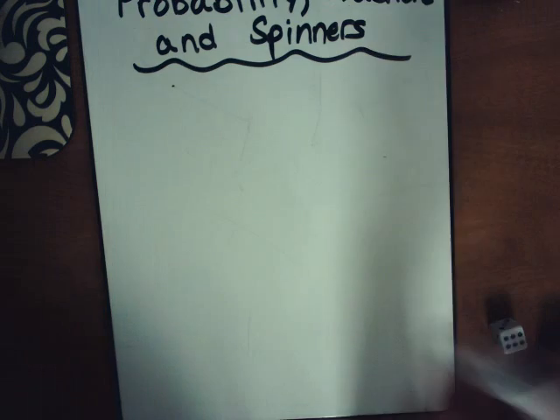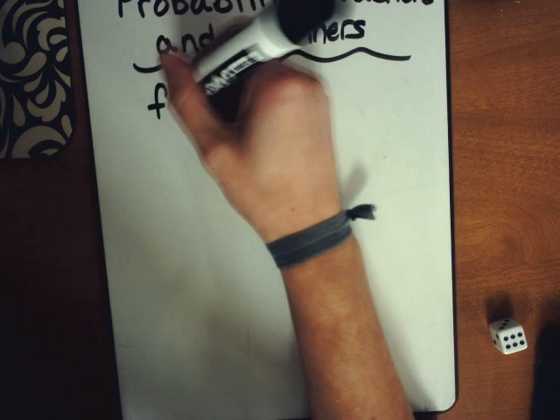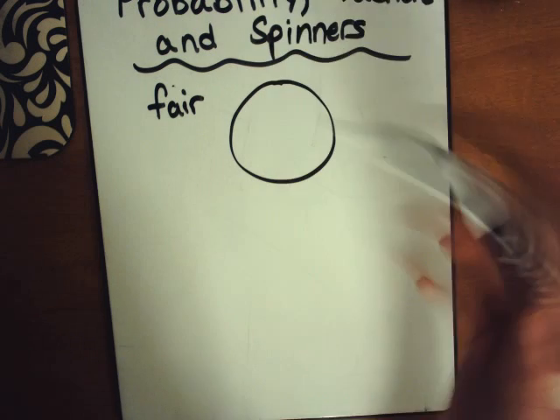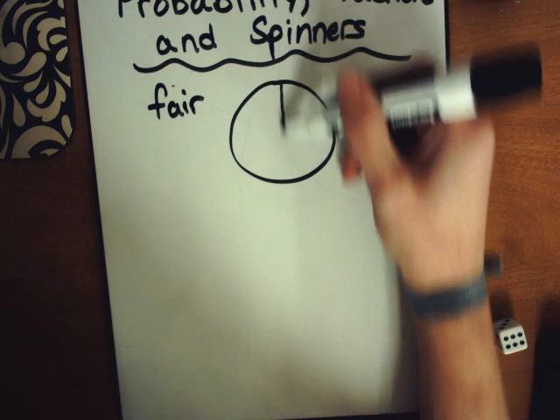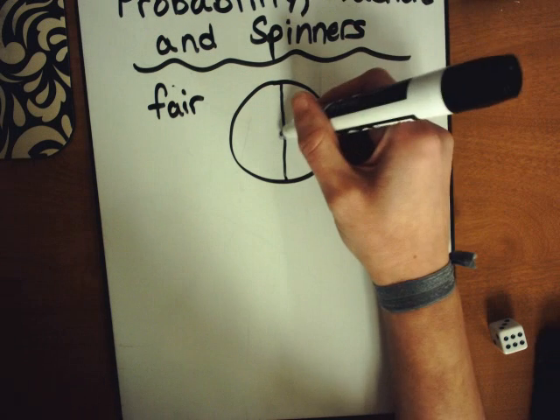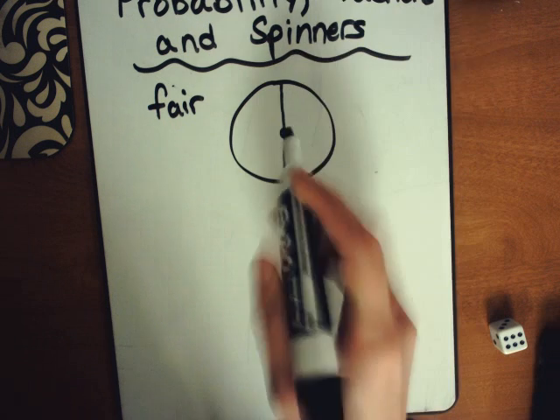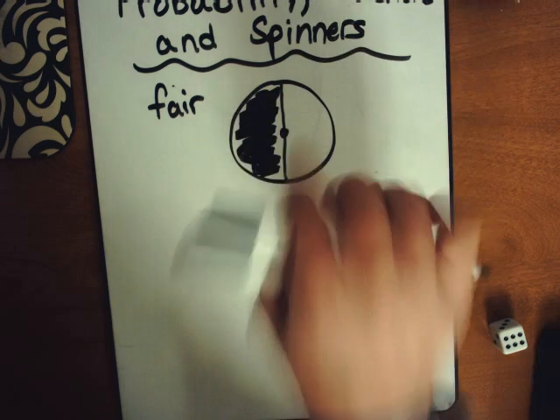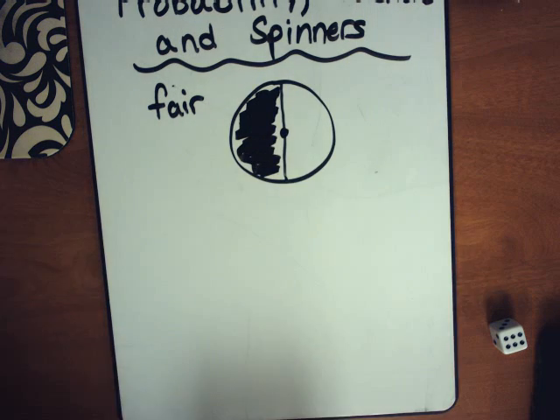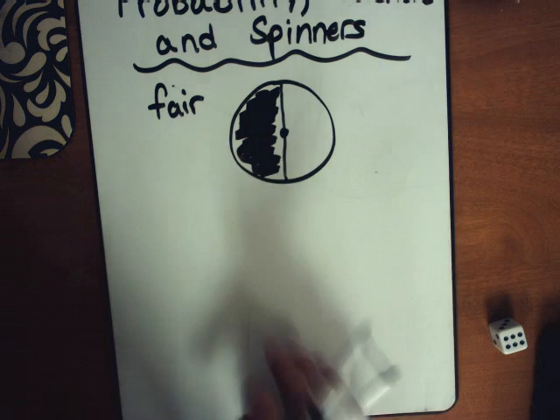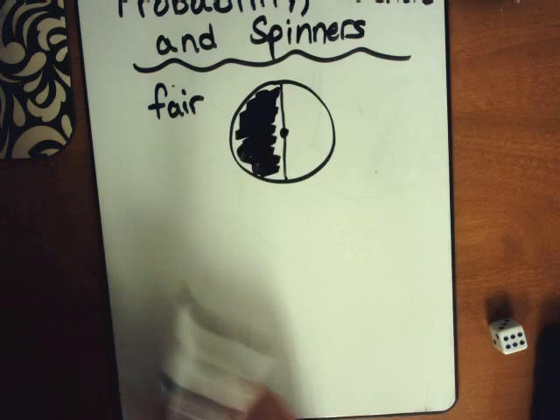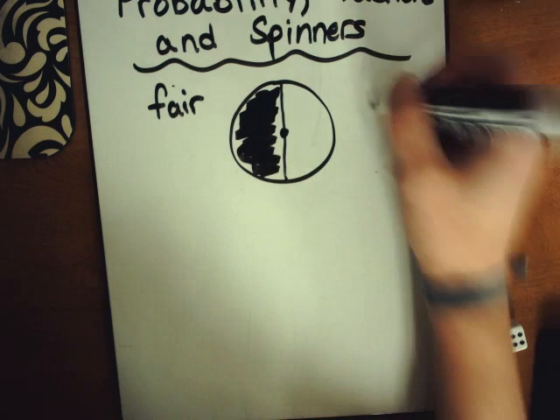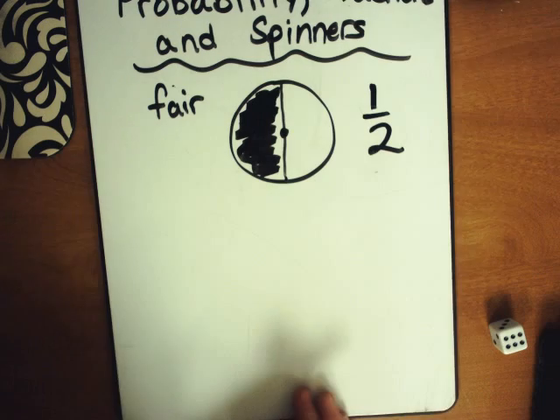So let's first off draw a fair spinner to start off with. Draw the best circle that you can. I want you to cut it exactly in half. Imagine that we've got half that's black and then the other half is white. So we ask ourselves, what's the probability of us landing on black if I were to spin that spinner? Well, it'd be 1 piece out of 2 possible pieces, or 1 half, right?